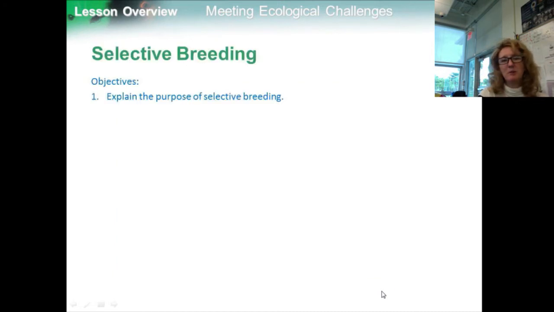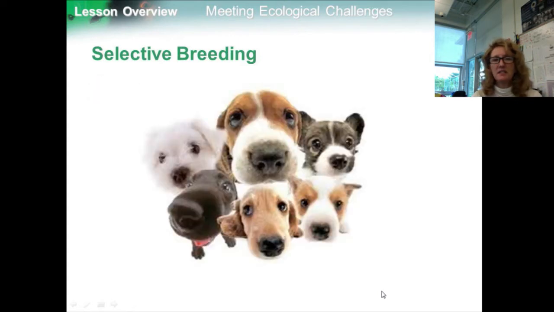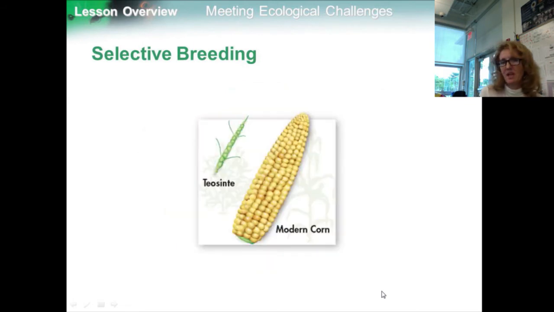Objective 1, explain the purpose of selective breeding. So the differences among breeds of dogs are great. Where do these differences come from? Humans use selective breeding to produce animals with certain desired traits. Selective breeding allows only those animals with wanted characteristics to produce the next generation. For thousands of years, we produced new varieties of cultivated plants and nearly all domestic animals by selectively breeding for particular traits.